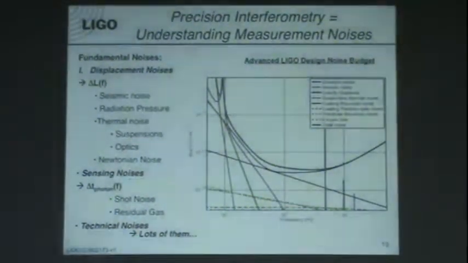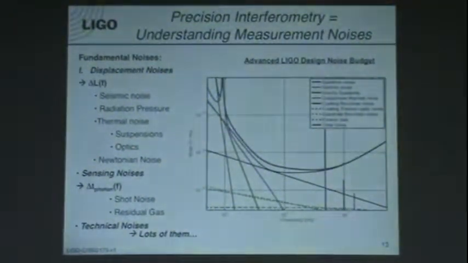And then there are sensing noises, and these break down into two classes. One is shot noise, Poisson statistics. The photons are not classical objects, they're quantum objects, therefore they have the Heisenberg uncertainty principle that they have to obey, and it manifests itself as arriving at random times. And then there's also residual gas noise. So we have to operate the interferometer in a vacuum, and the level of that vacuum is set by the amount of scattering of the light off of the residual molecules in the vacuum that we're willing to tolerate.